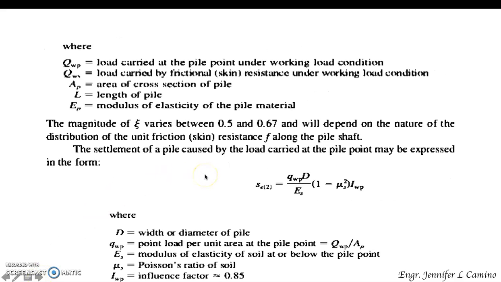So the settlement of pile caused by the load carried at the pile point may be expressed in this form. So this is now the settlement of a pile caused by the load carried at the pile point. So you have here the equation. We have here D, which is the width or diameter of the pile, q sub WP, point load per unit area at the pile point, which is equivalent to Q sub WP over A sub P, and E sub S is the modulus of elasticity of soil at or below the pile point, mu sub S is the Poisson's ratio of soil, and I sub WP is the influence factor, which is approximately 0.85.